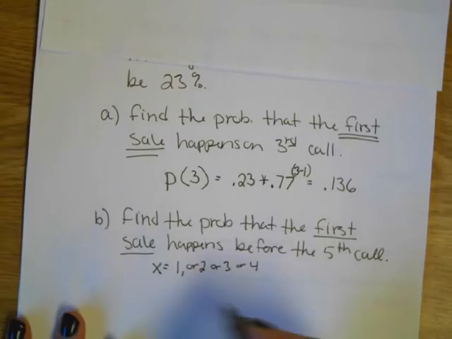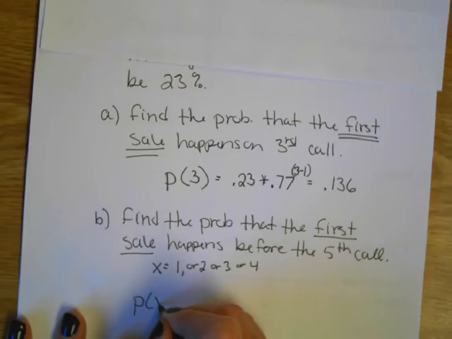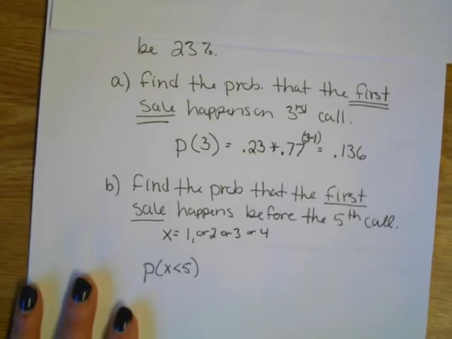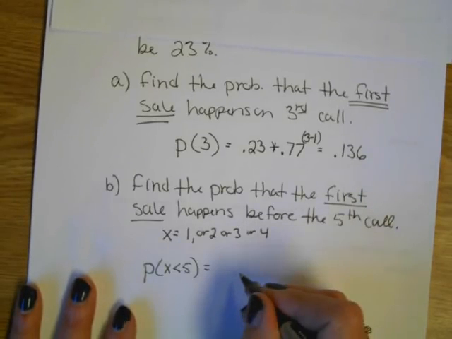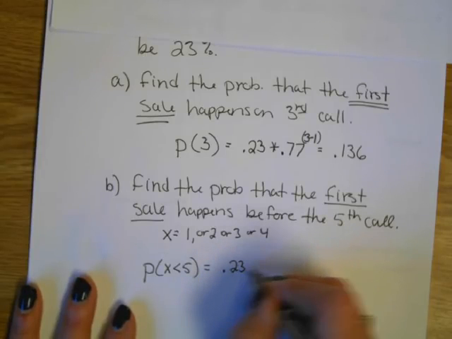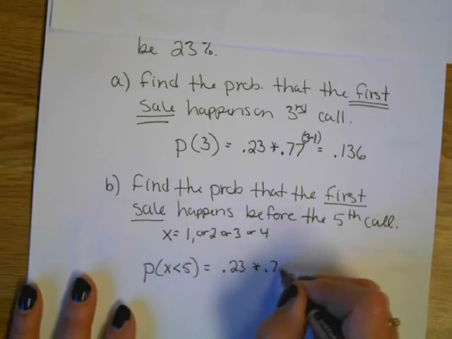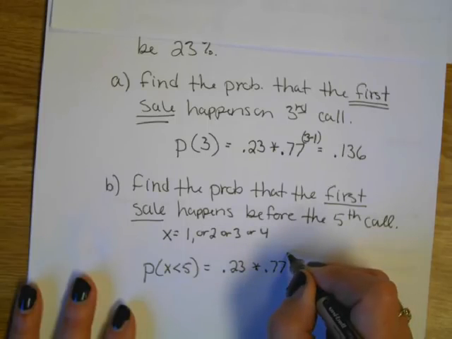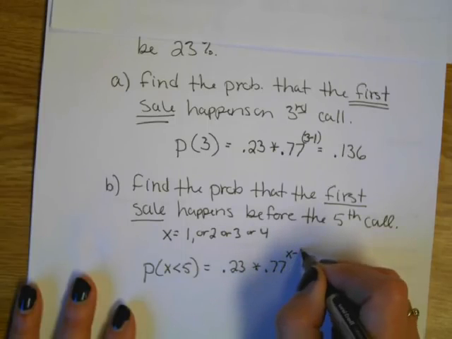So I would like you to write X is under 5, or I could say less than or equal to 4. I don't care how you write that. Then use your formula. It would be 0.23 times 0.77 raised to the X minus 1.